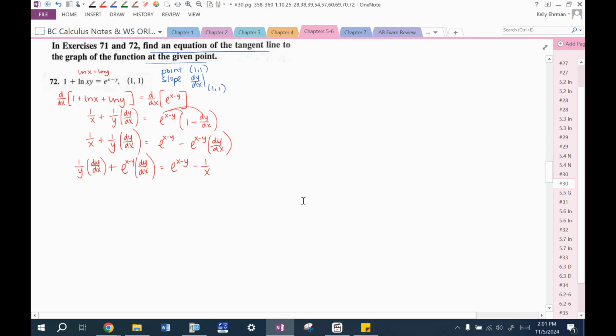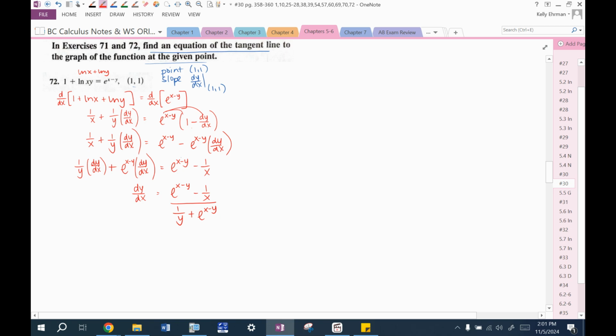I am not going to work too hard to simplify this, so I would have factored out a dy dx, which would leave me with 1 over y plus e to the x minus y in parentheses. So I'm going to divide that over here. I'm not going to worry about the complex fraction because I don't want to mess up while I'm simplifying. I don't want to do some silly algebra mistake here.